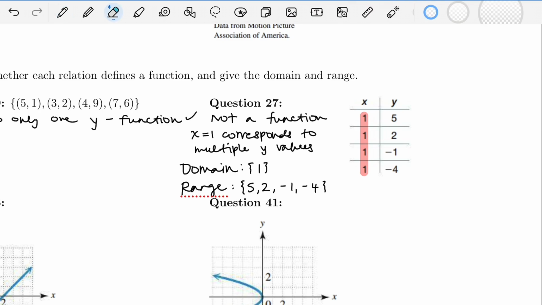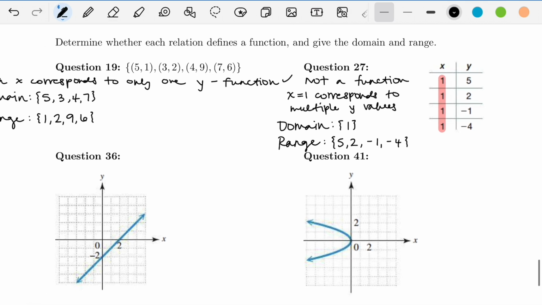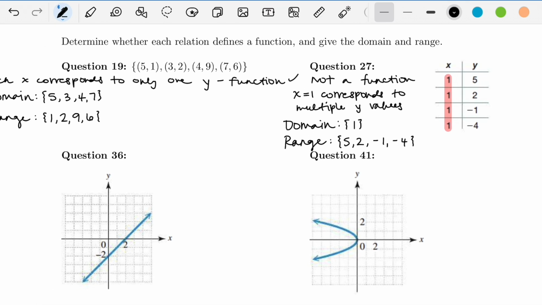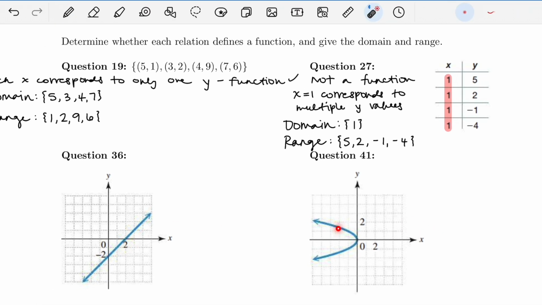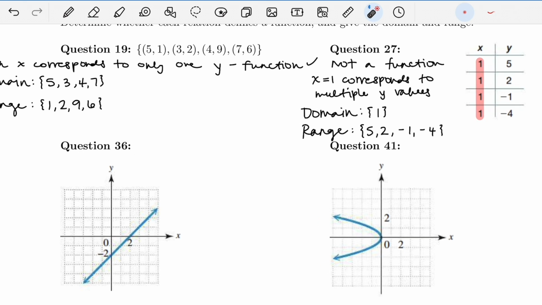All right, let's write this nicer. Okay, perfect. Now let's move on to 36 and 41. Again, what we want to do is figure out if each of these relations defines a function and then give the domain and range. Now in this case, we can easily figure out if a graph represents a function by using the vertical line test.